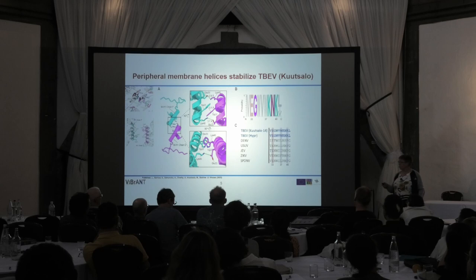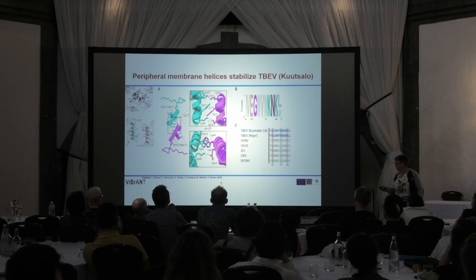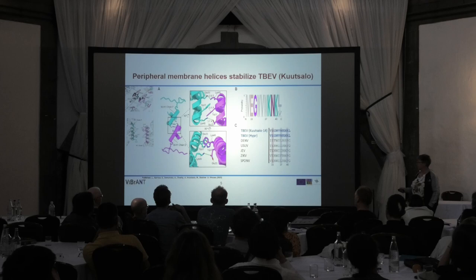And what we noticed was that it wasn't present in the cell-adapted strain of TBEV, which is often used as a model system, called Hypr. That structure was solved earlier by another group and did not show this particular interaction.